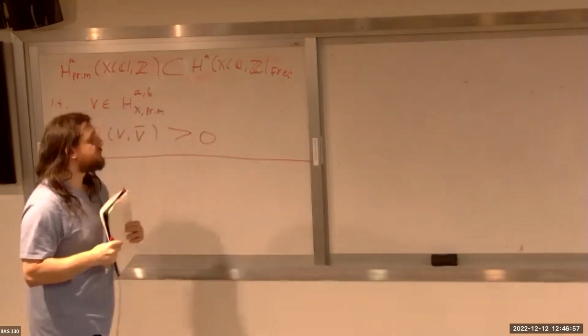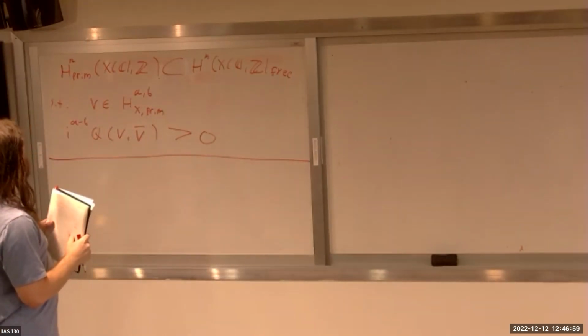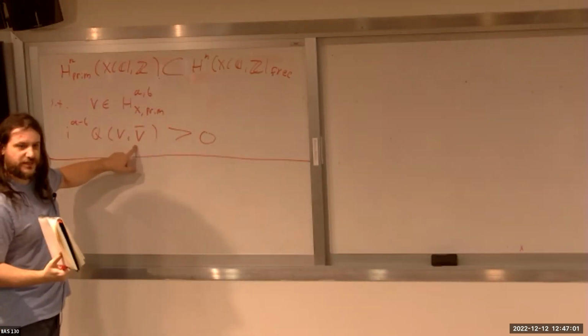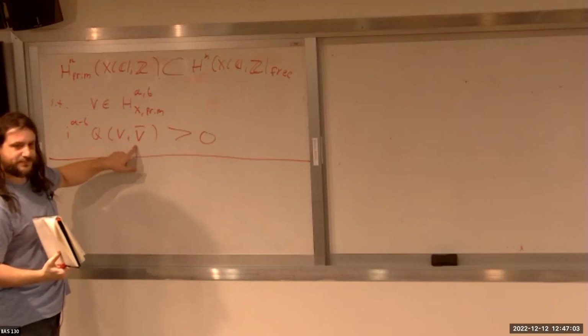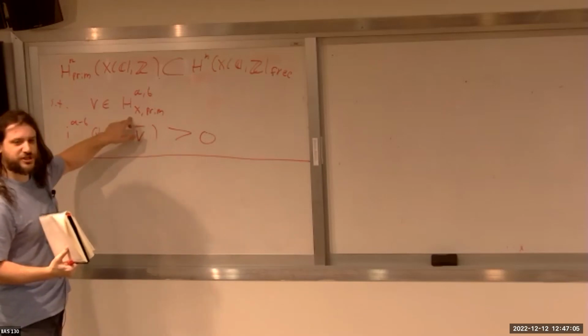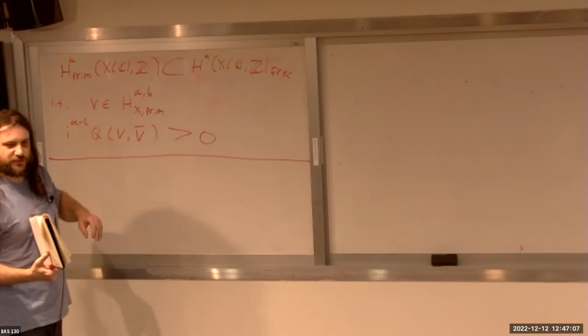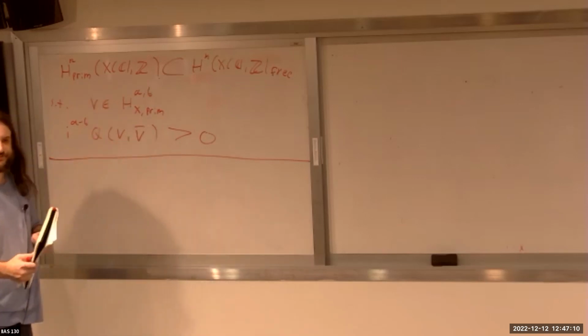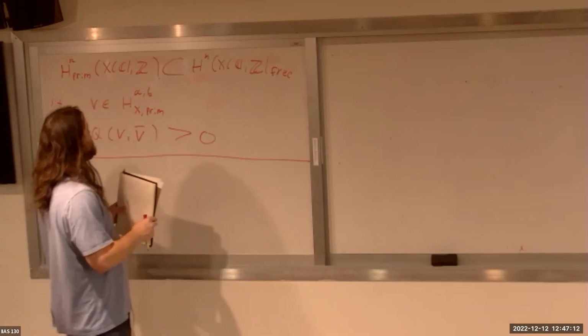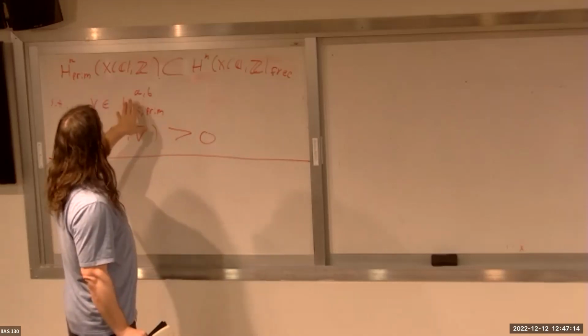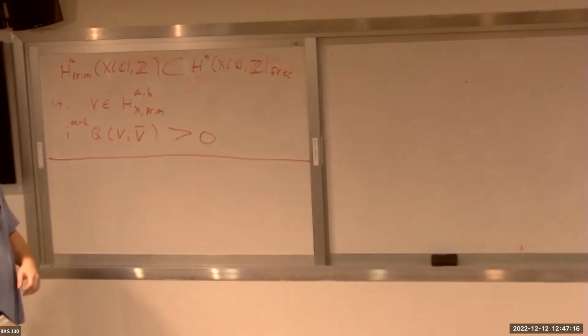What is the bar? V bar is just the complex conjugate of the class. I'm just thinking of the form, I'm just conjugating the form. Or if you want to think topologically, just literally conjugate the coefficients.